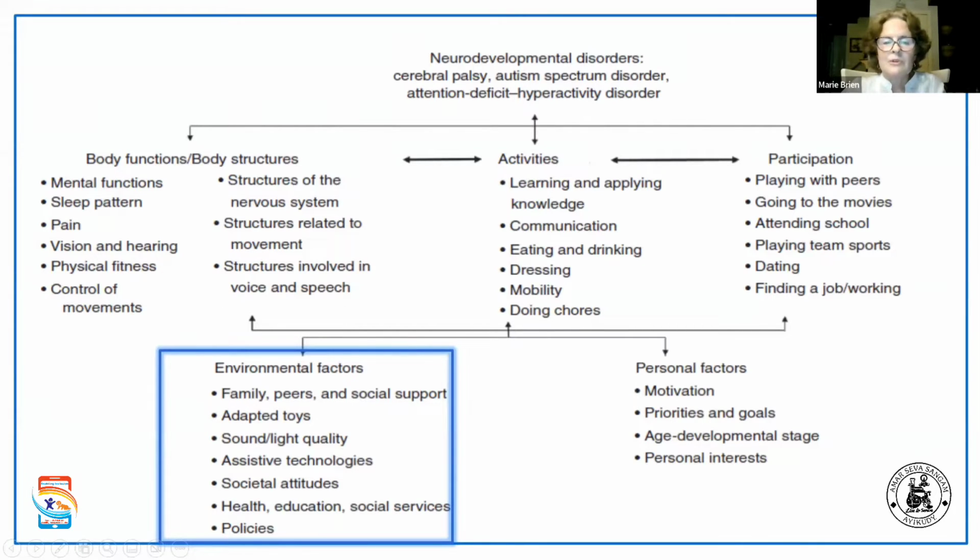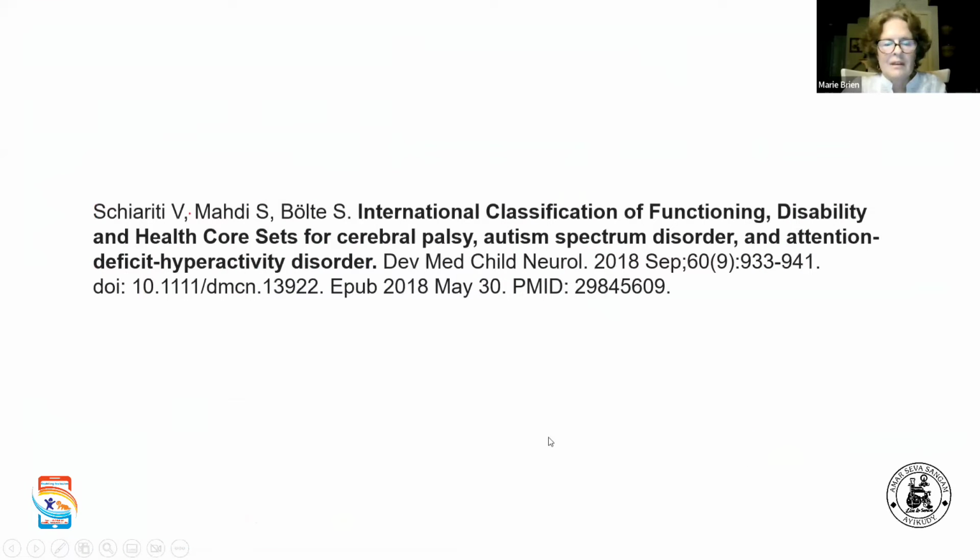So this is what we're focused on today, how we can intervene at this level for the benefit of improving function, participation, and quality of life. And that's the reference for this paper.